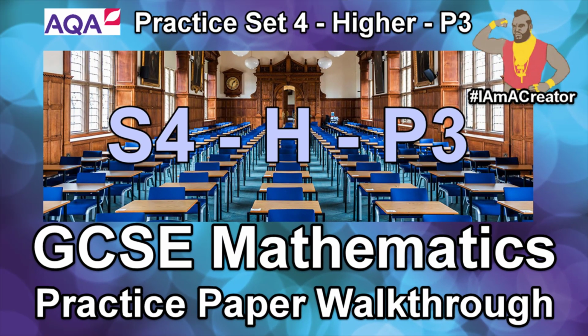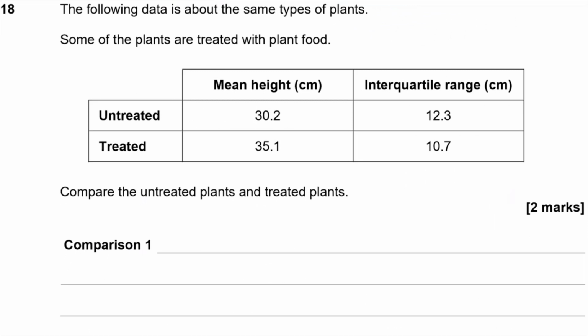Here we go. Question 18. The following data is about the same types of plants. Some of the plants are treated with plant food, and we've got some data for untreated and treated, and their mean height and their interquartile range. So compare the untreated plants and treated plants. Okay, so comparing their mean heights, we can see that on average the treated plants have a greater height than the untreated plants. So let's write that down.